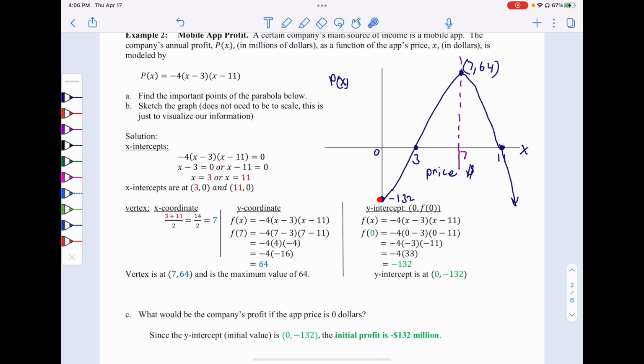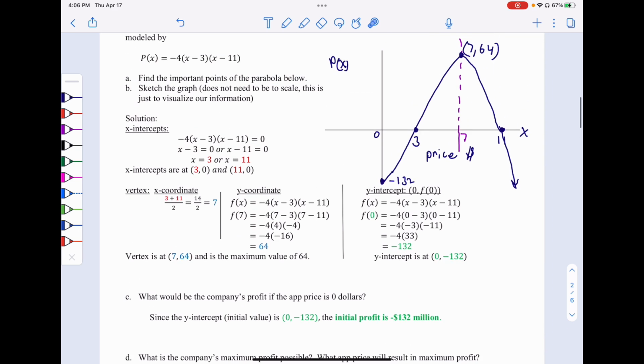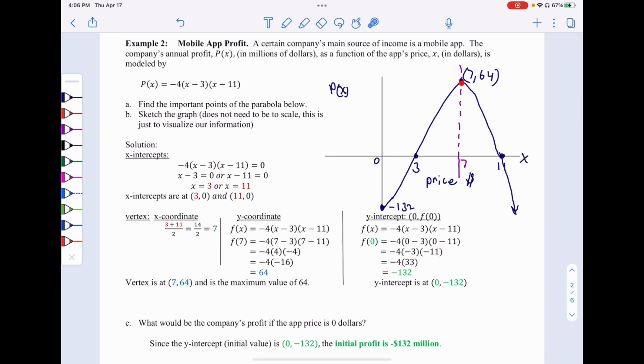If you sell it for 0, if you make all this product, you sell it, you give it away, you're going to lose all that money that you cost to produce it. So they lost $132 million. What's the company's maximum profit? It will be here, the highest profit. So if they priced it at $7, they would make the maximum profit of $64 million.